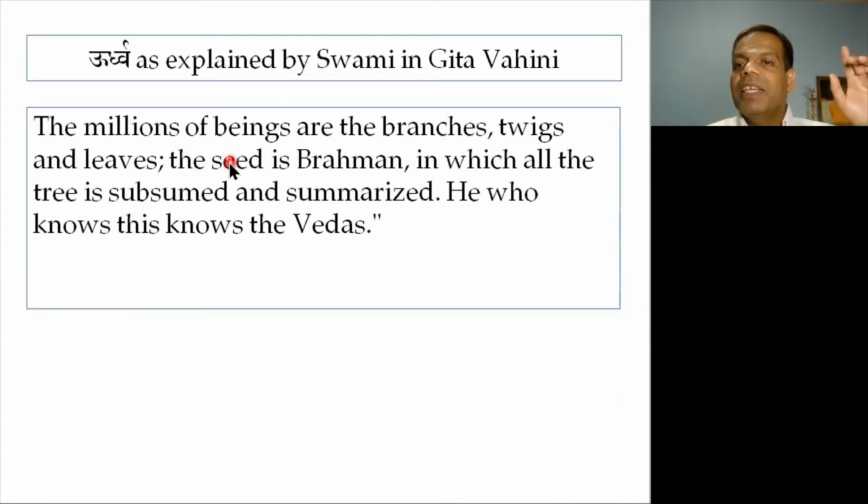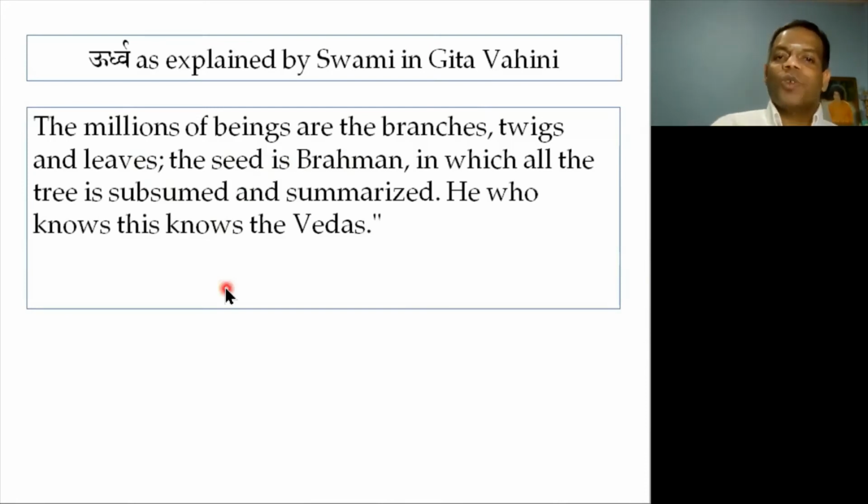The millions of beings are the branches, twigs, and the leaves. The seed is Brahman, in which all the tree is subsumed and summarized. He who knows this knows the Vedas. So this is what Swami says, this Krishna taught Arjuna. So Urdhva is that Brahman. So Urdhvaya Namaha means he is the source of everything in this world. Okay, so that is the meaning of the word Urdhvaya Namaha.